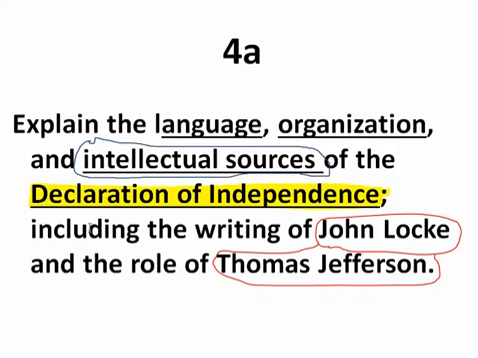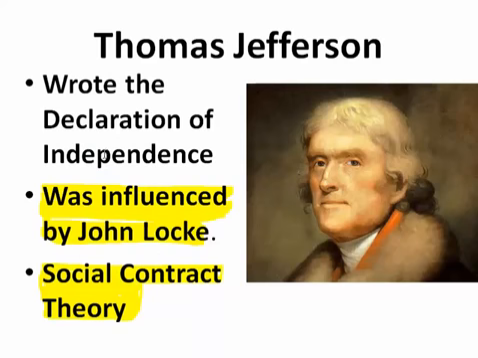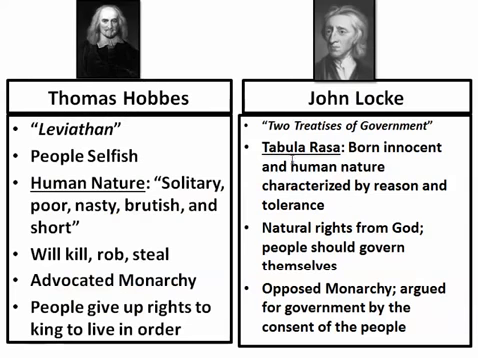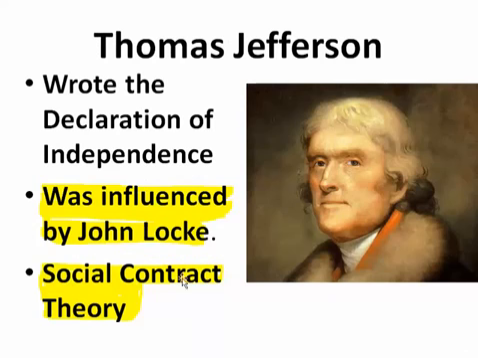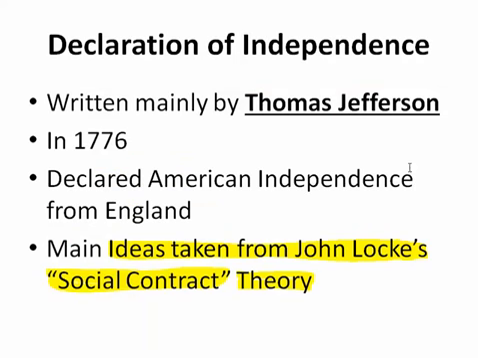John Locke, it says, the Declaration of Independence, including the writings of John Locke and the role of Thomas Jefferson. So Thomas Jefferson is going to be the author of the Declaration of Independence. He's going to write it, and he was heavily influenced by John Locke. And we just spoke about John Locke. Here's John Locke, and his ideas here in Two Treatises of Government. He is going to influence Thomas Jefferson, the social contract theory in particular. Okay. All right. So the Declaration of Independence was mainly written by Thomas Jefferson.